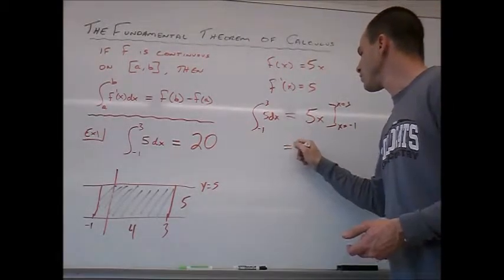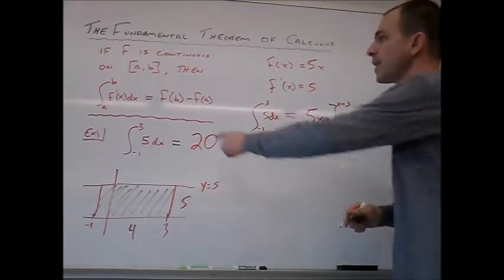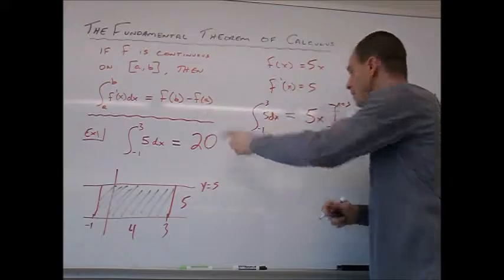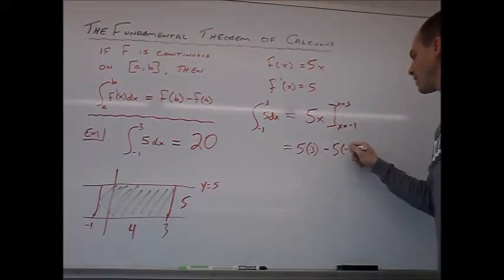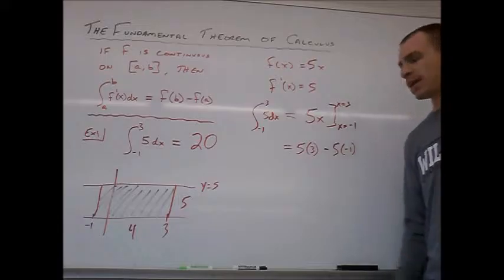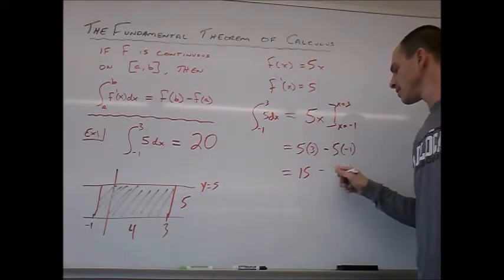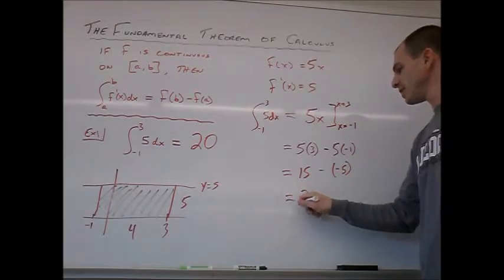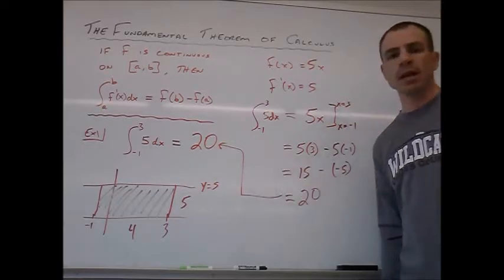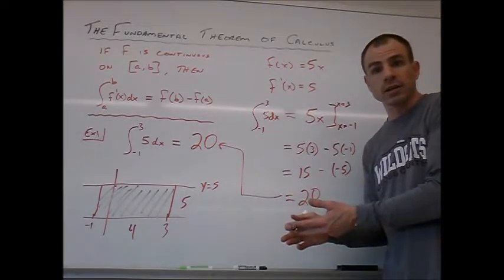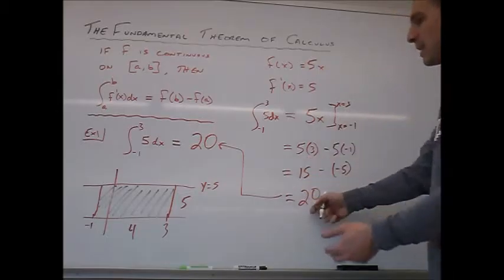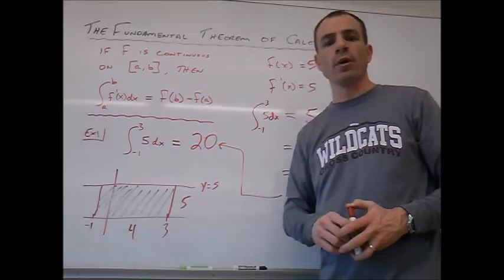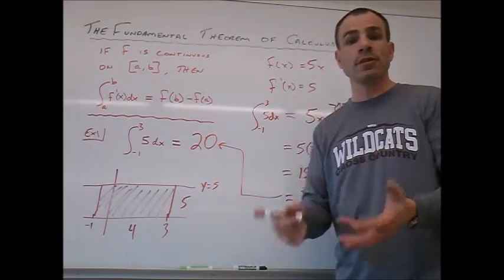So here we go. This is equal to 5 times 3, that's my f of b, minus, and now I plug in a. A is -1. 5 times -1. We'll take a look at this arithmetic right here. 5 times 3, 5 times -1. 15 minus -5 gives us our exact same answer as before. The fundamental theorem of calculus allows us to get the answer, and geometry allows us to get the answer.